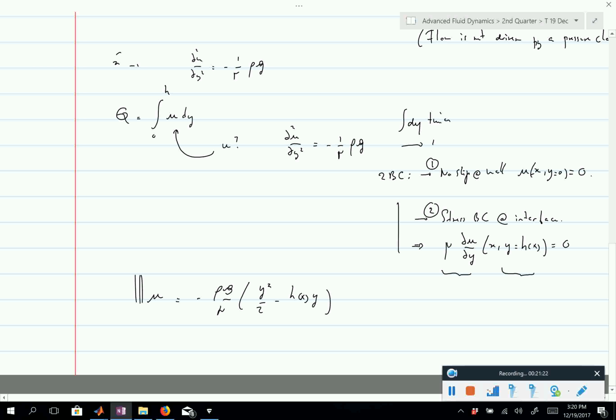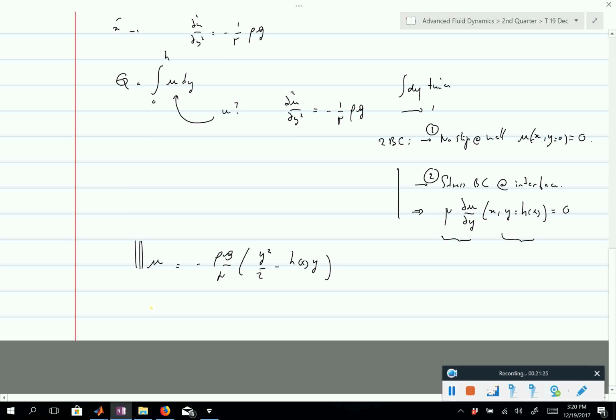Okay, and now once we have u, we can compute q. It's just this integral here. I have 10 more minutes, so I'm not going to do it in front of you. So you find that q is equal to, where is that? I'm getting lost in my own notes. Q is rho g h cubed divided by 3 mu. I'm actually not sure what it is. Okay, let me just do this integral then, because I'm not sure.